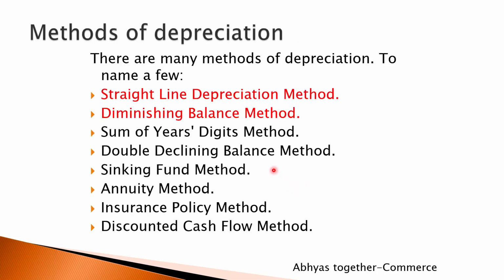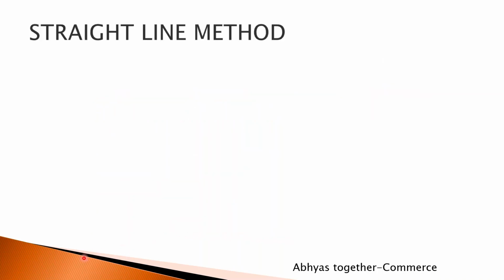Then there are many methods of depreciation, but for exam or academic purposes, the first two, that is the straight line depreciation method and the diminishing balance method, are mainly used. And there are some other methods of depreciation also, like the sum of years digits method, double declining balance method, sinking fund method, annuity method, insurance policy method, discounted cash flow method, to name a few.